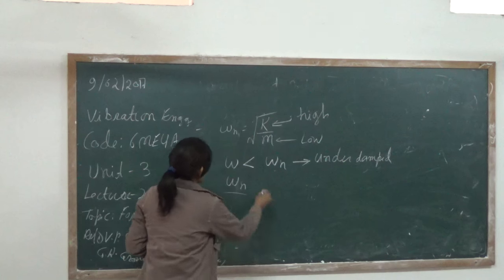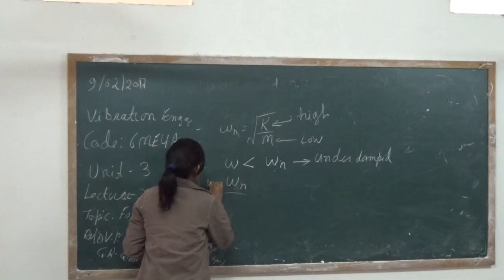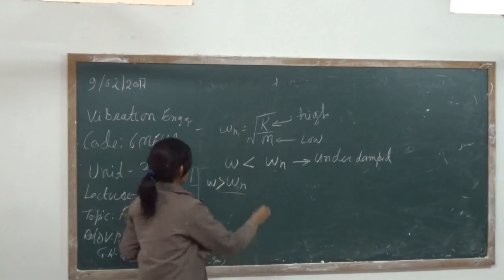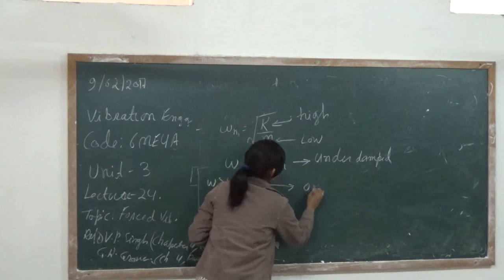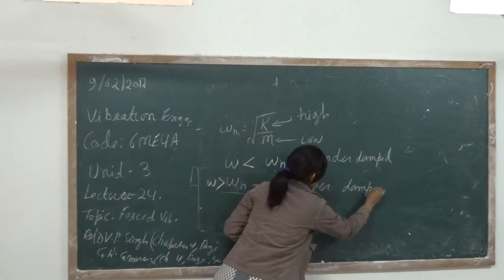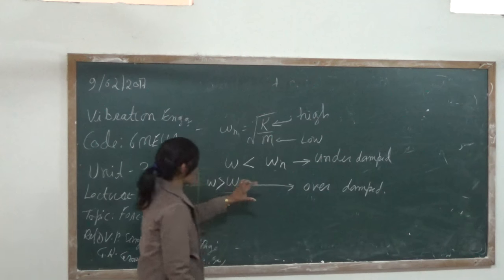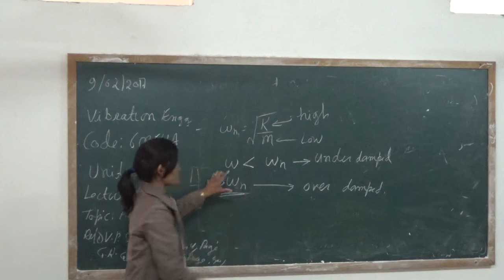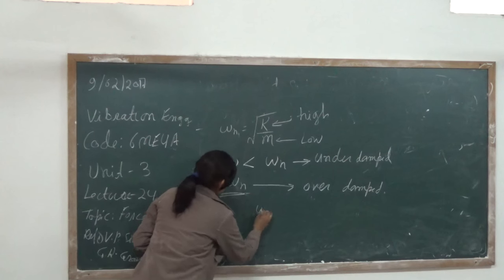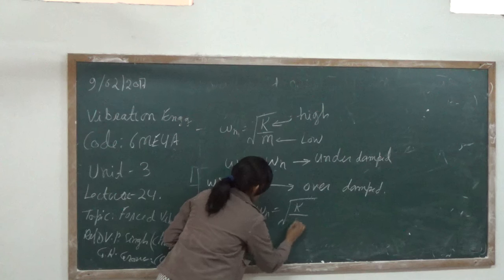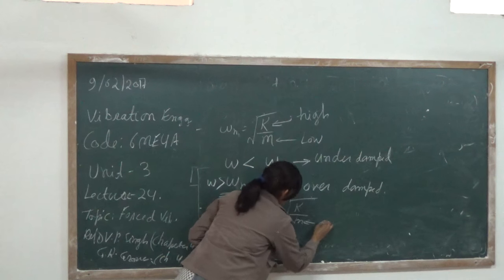If omega is much less than omega n, then the system is under. If omega is greater than omega n, then it will be overdamped. So the system becomes overdamped when the natural frequency of the system becomes low, when the stiffness of the system is low and mass is high.